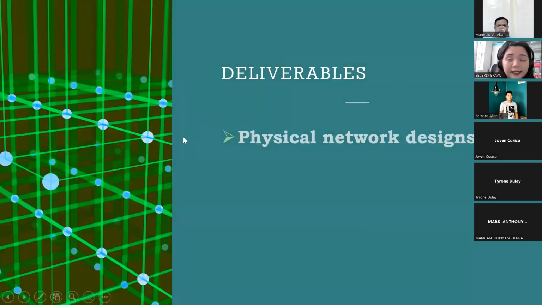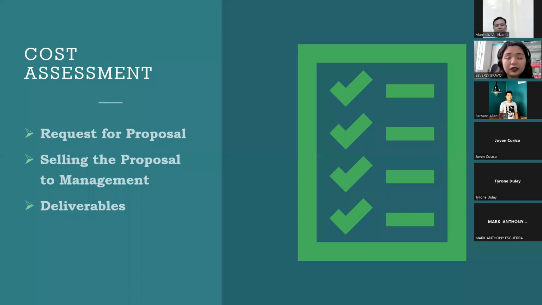Okay. Next, what are the deliverables of this process? Of course, it's only one, the physical network design. So of course, this is the actual network. It includes the cables, the switches and the routers, and other hardware components of the network. So that's that deliverable.